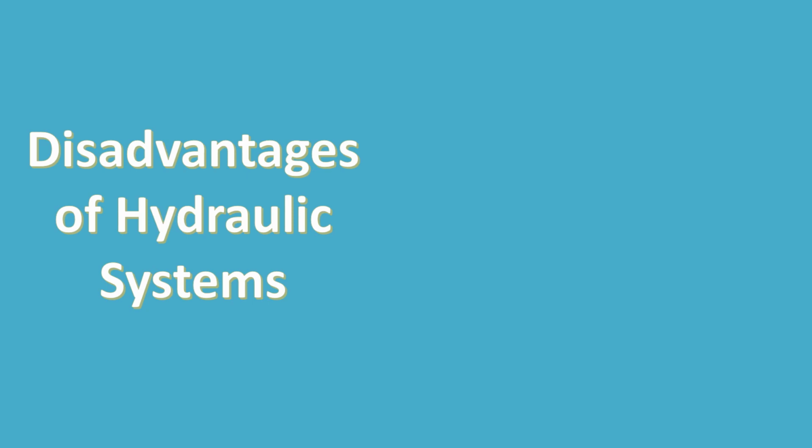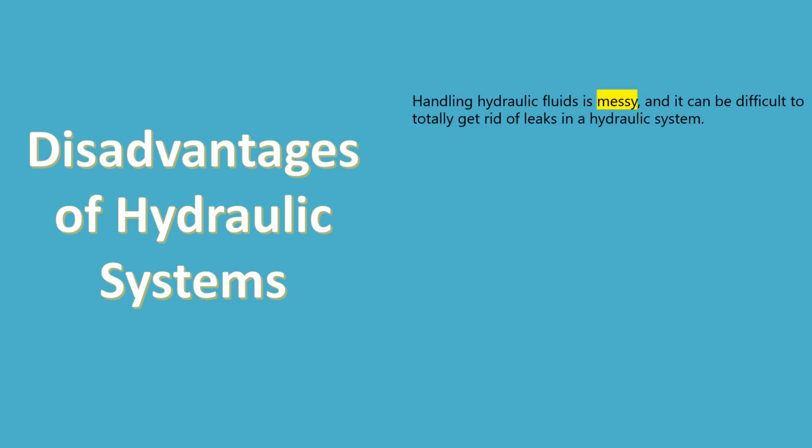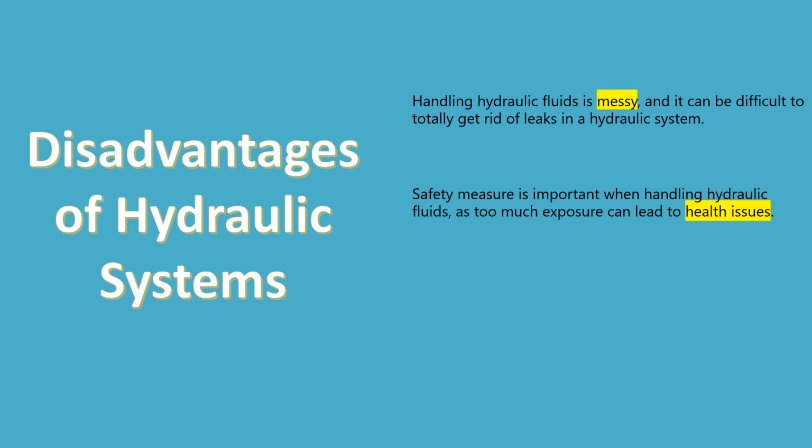However, hydraulic systems also have some drawbacks, which are that handling hydraulic fluids is messy and it can be difficult to totally get rid of leaks in a hydraulic system. Safety measures are important when handling hydraulic fluid as too much exposure can lead to health issues. And the last one is hydraulic fluids are also corrosive, but some types are less so than others. Okay, and to keep your hydraulic system in its prime, periodically check the hydraulic system for leaks, lubricate when necessary, and change filters and seals as required.